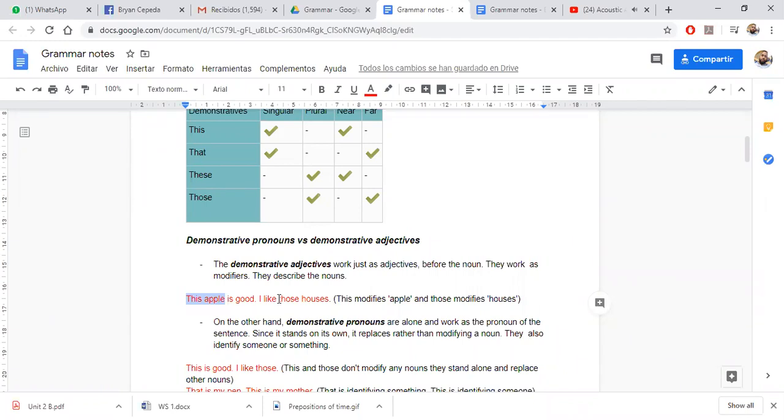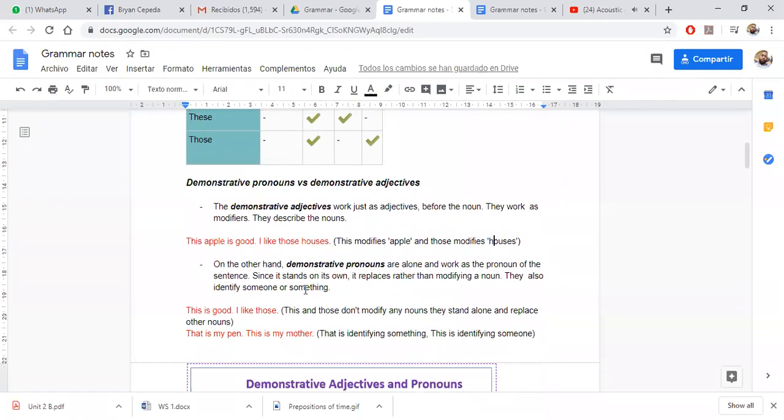Or I like those houses. So I am being specific, okay? I am being specific about the thing or the person that I am talking about when I use demonstrative adjectives. So those are demonstrative adjectives, you see? This modifies apple and those modifies houses, okay?